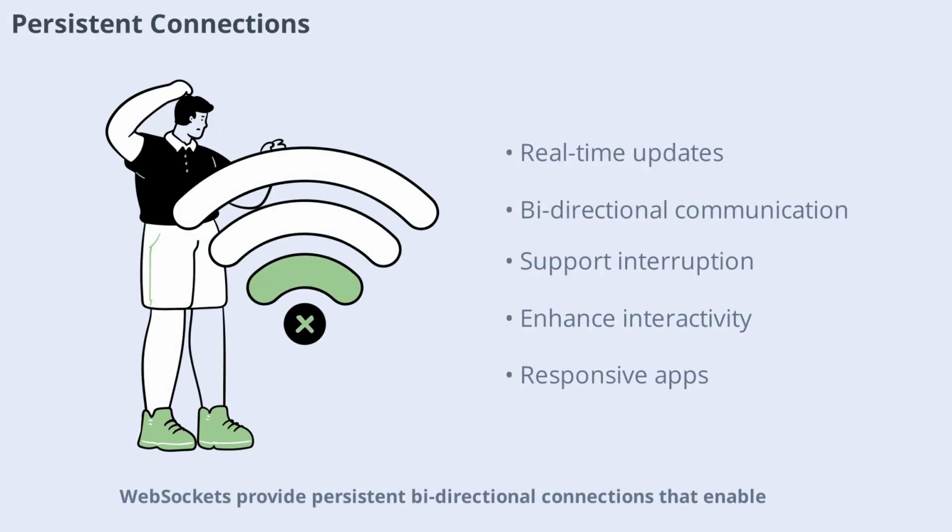WebSockets provide persistent, bidirectional connections that enable real-time updates and interruption signaling. This is especially useful for LLM agents that need to update state or stop generation mid-process. Persistent connections enhance interactivity and responsiveness in AI-powered applications.